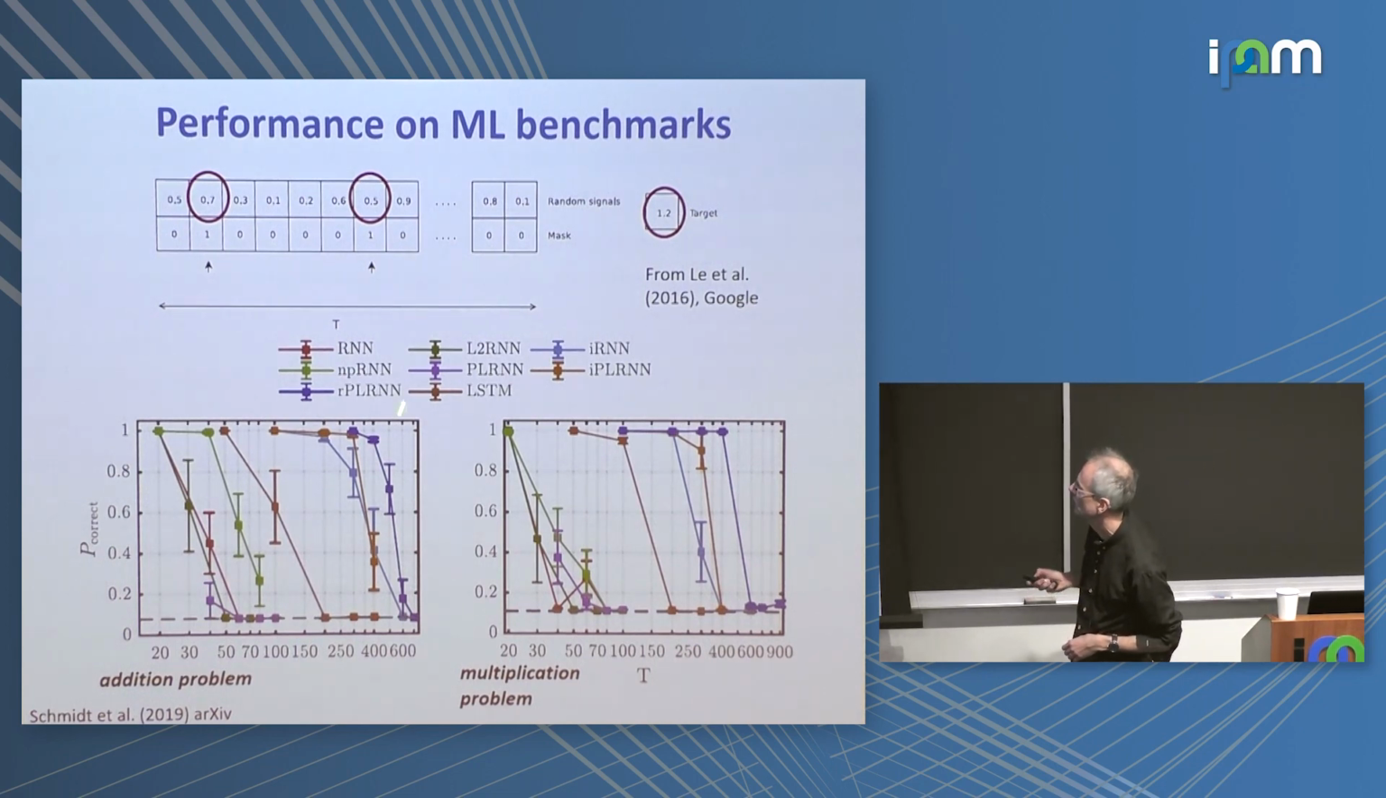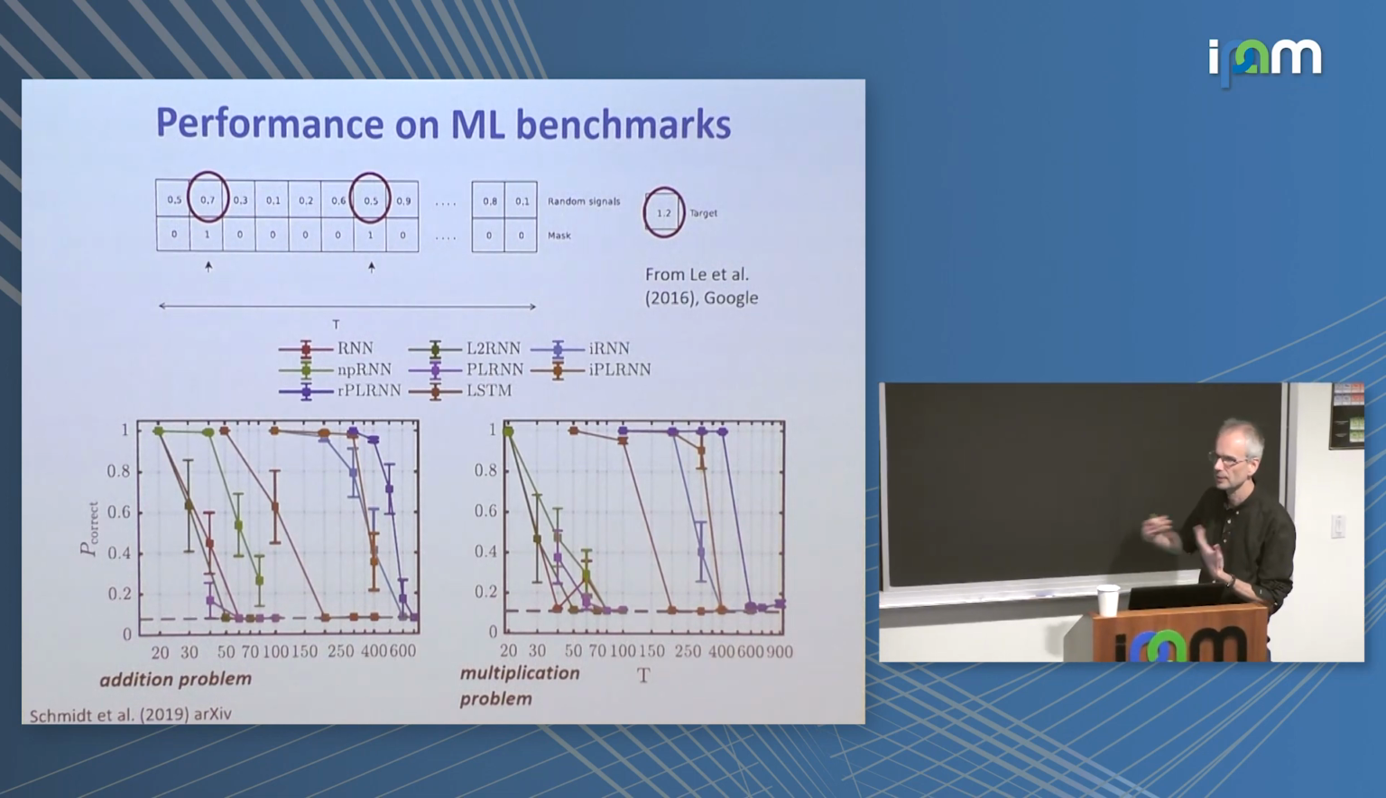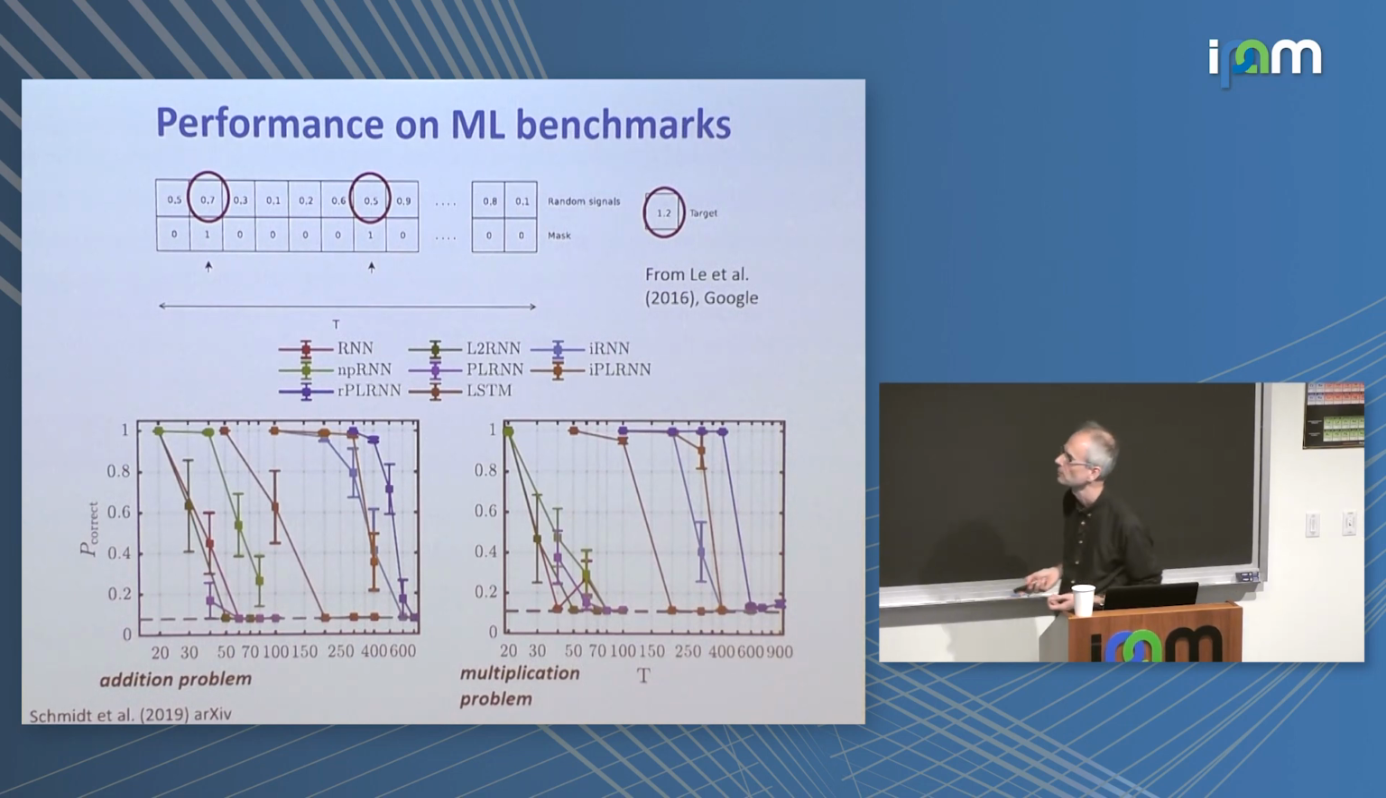Our system is regularized. We call it the Piecewise-Linear Recurrent Neural Network. And it actually outperforms LSTMs by quite some margin. So it does better, at least on these benchmarks, than LSTMs.